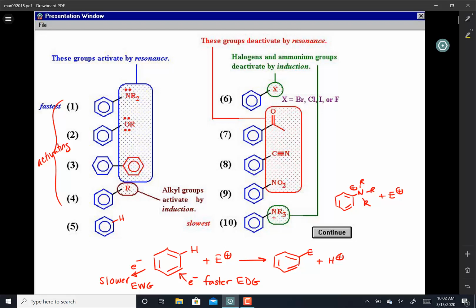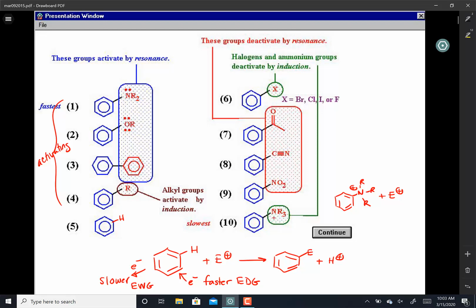So we have to know this. We have to know these arrangements of groups from number 1 to number 10. And that'll be part of an online quiz where you're going to have to list those groups from number 1 to number 10. But you're going to have to make sure that you memorize those because, as we saw last Monday, the reactions require that we know whether the group is activating or deactivating.